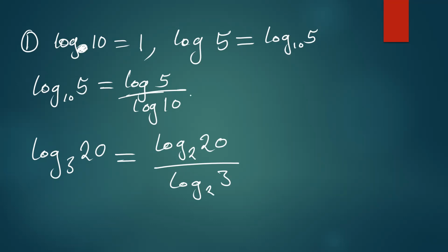So in the first rule, we have learned that the log of 10 is equal to 1. And the reason why we are saying it's equal to 1 is because a log that has no base here is simply in base 10.